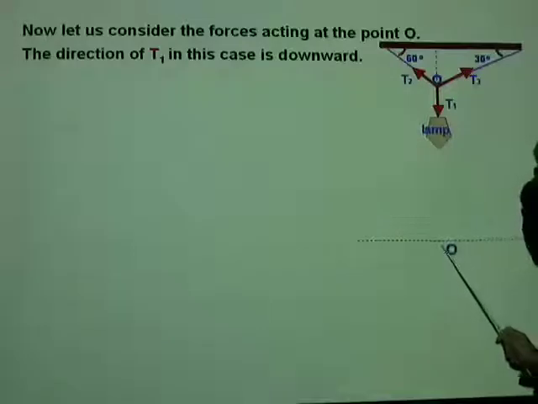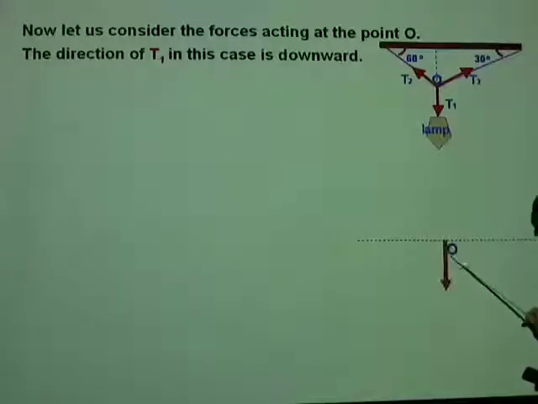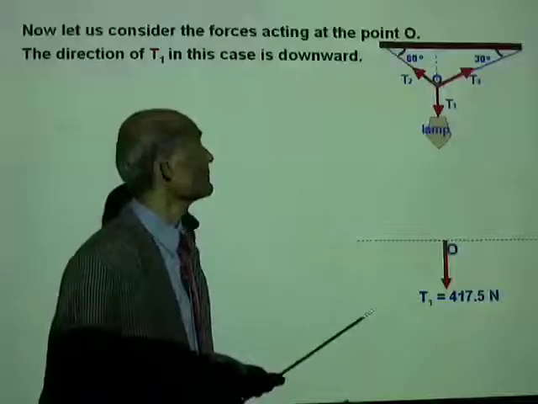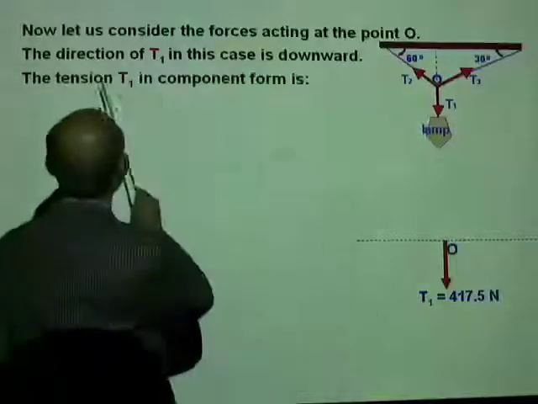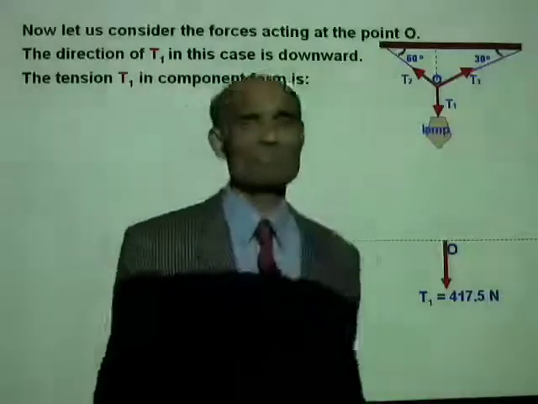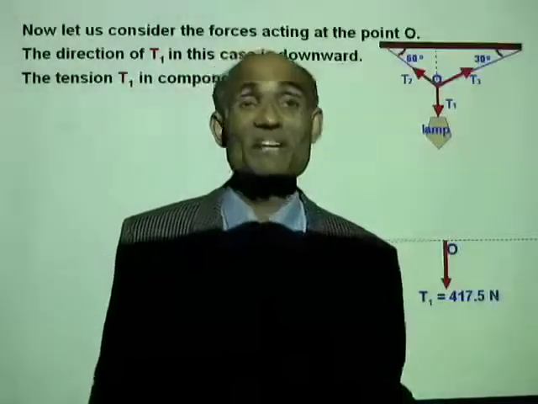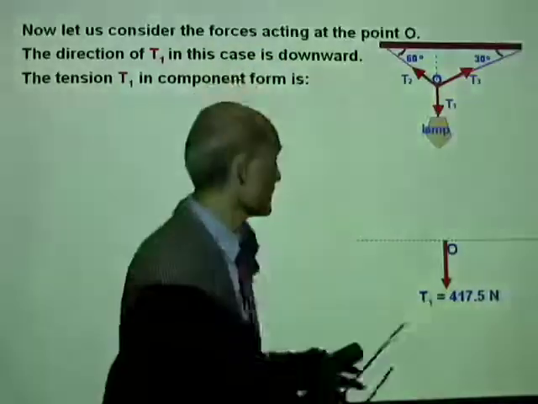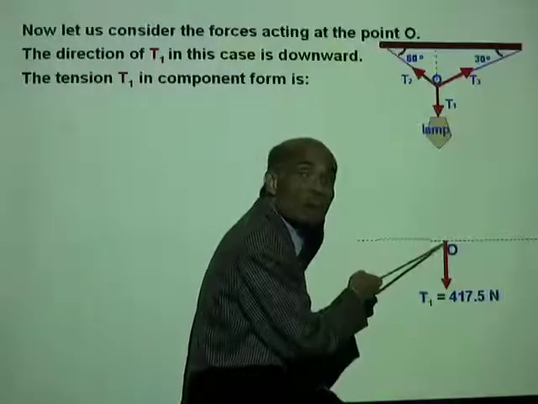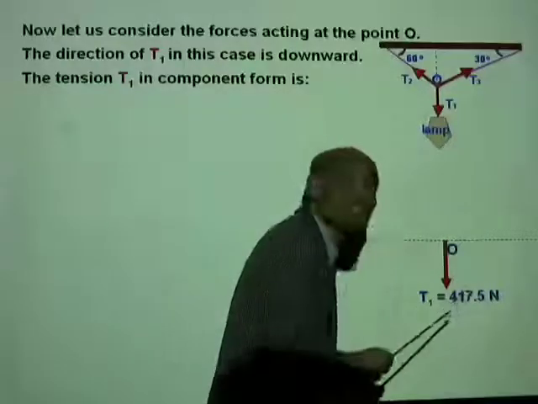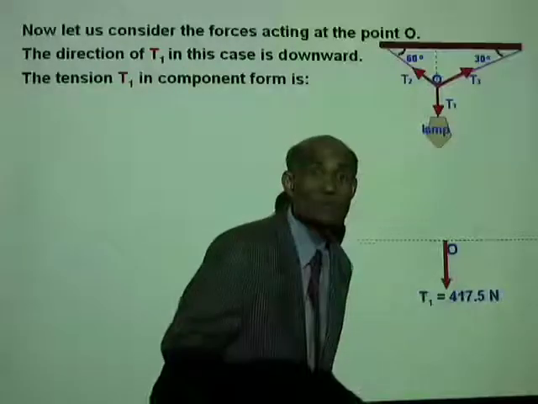Alright, let's draw those in here. This is the point O, and the tension T1 equal to 417.5 Newton is acting downward. Alright? The tension T1, can you write that in the component form? Well, it is a proper Y force. Can you write that in the component form? This is made up of 0 x and negative 417.5 in the Y direction.